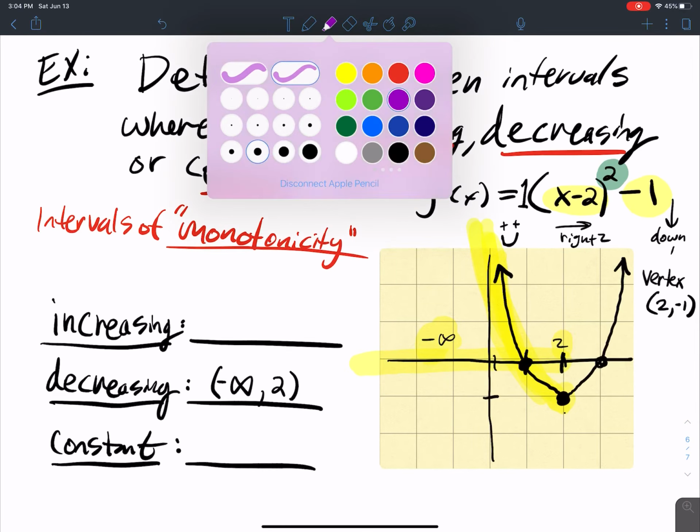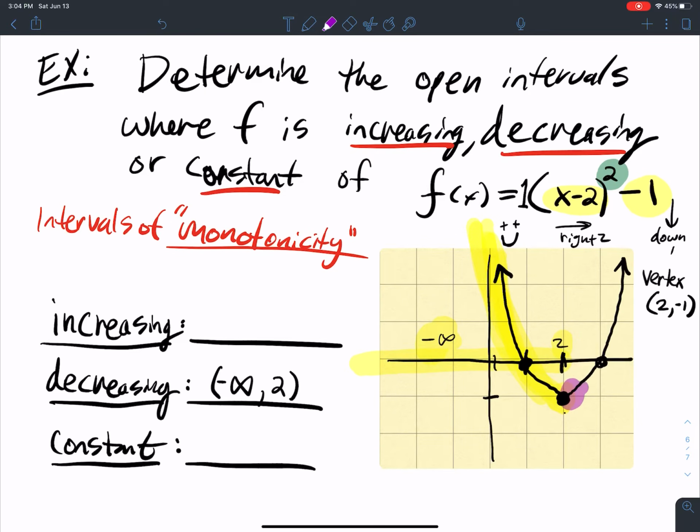And then we get to the other side of 2, and as we go to the right, it looks like we're increasing. So from 2 to infinity, we're increasing, okay? If you're having trouble understanding this, the easiest way to think about it is, an open interval has no brackets. A big mistake I see is people put brackets on this part here. There are no brackets on these answers, okay?